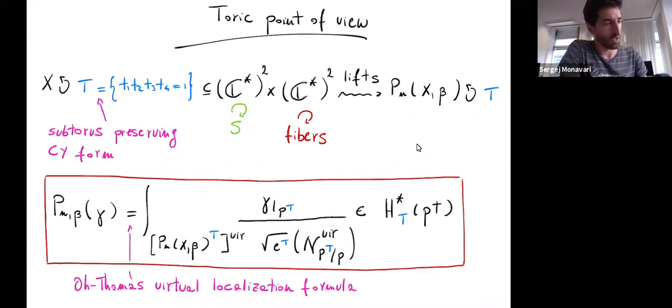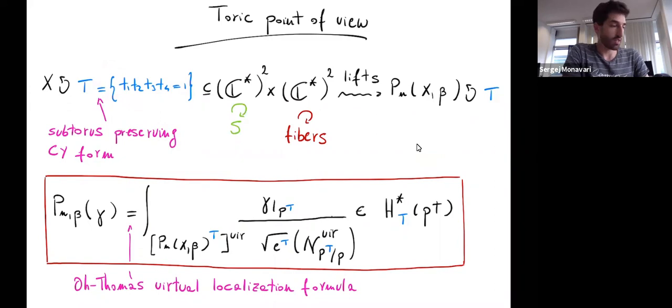What do I mean with this? I mean that our X is toric. In fact, there's a C star 2 acting on S because it's a toric surface. And there's a C star acting on the fibers, scaling the fibers. The action naturally lifts to the moduli space of stable pairs. I won't explain why, but for fourfolds, you have to take the subtorus preserving the Calabi-Yau form. Otherwise, you cannot do anything equivariantly. So if you denote by T1, T2, T3, and T4 the coordinates of this rank 4 torus, the subtorus preserving the Calabi-Yau form is the one such that the product of all the coordinates is 1.